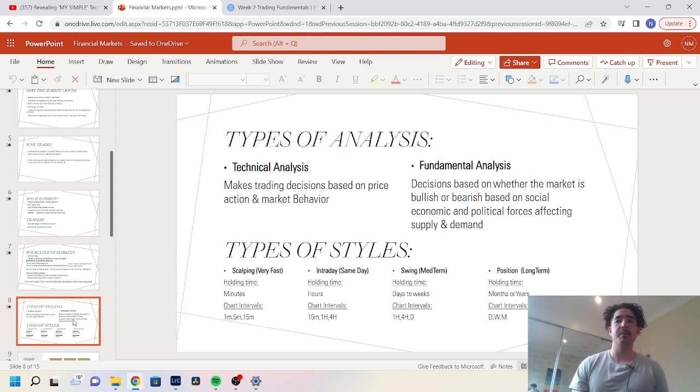By the way, bullish means it's going to go up. If you're bullish on something, that means you think the price is going to move up. If it's bearish, look at it like a bear clawing down. Bullish, horns up. That's the way I remember it. But it's based on any social, economic, or political forces.